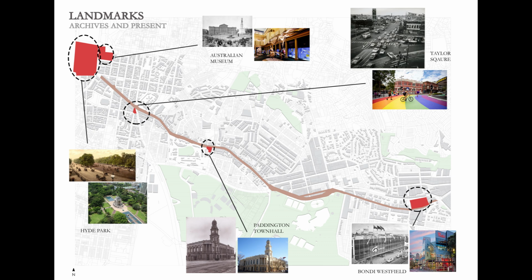Significant landmarks like Hyde Park, Paddington Town Hall, and the Australian Museum reflect the cultural heritage of Sydney. These landmarks not only shape the urban fabric, but they influence the social and cultural activities along Oxford Street, which makes it an important historical axis.